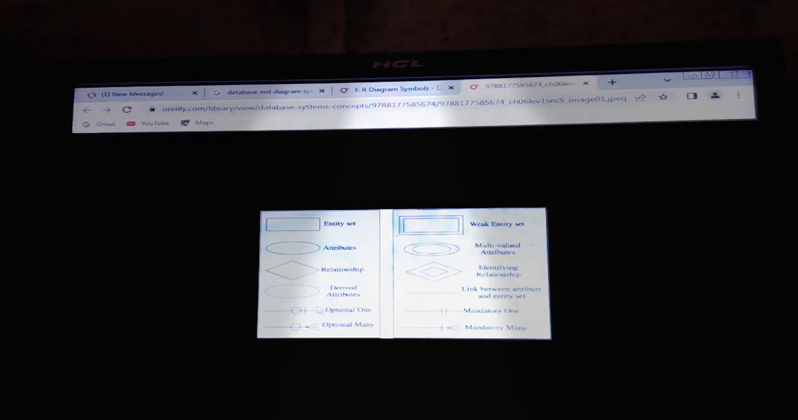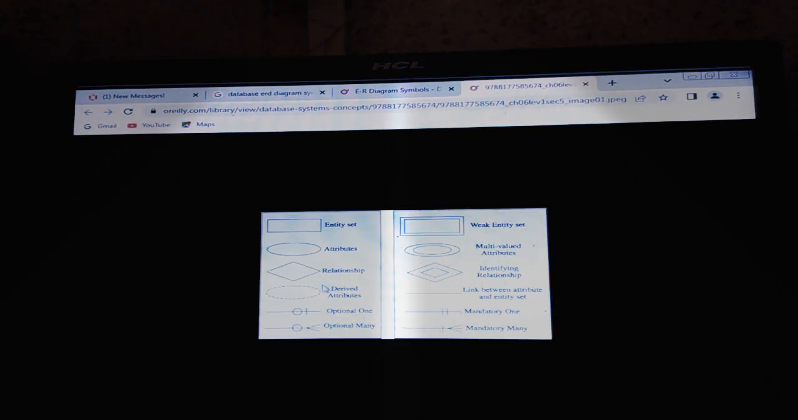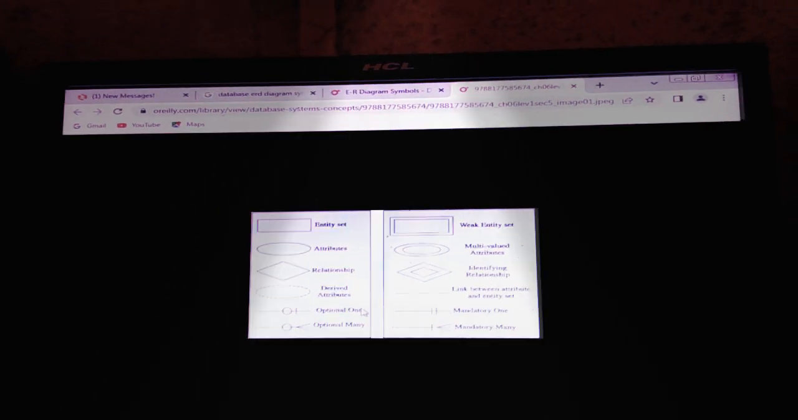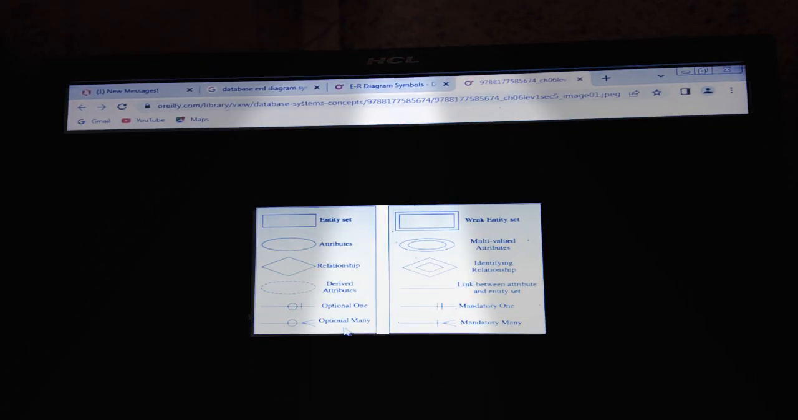Then is the derived attribute. A derived attribute is a sub attribute derived from another attribute. Next is the optional one. For only one option, use an optional one line. Second is optional many. For many options, use optional many lines.